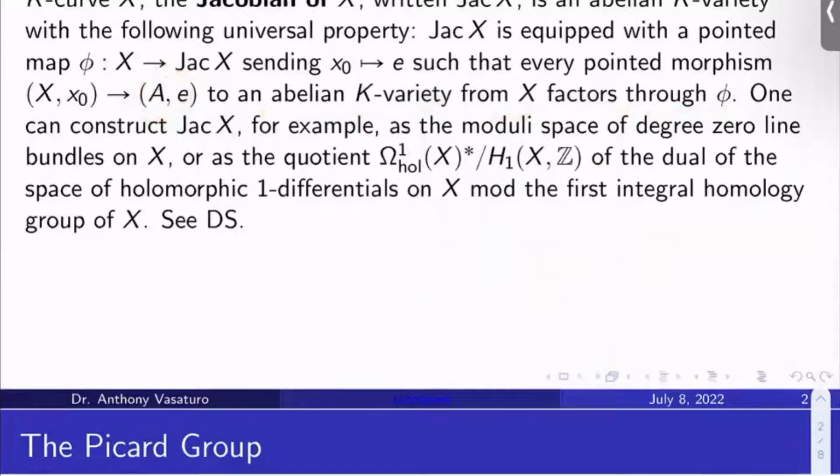Okay, you have to make sure Jac X actually exists. You can construct it in a couple different ways. One way is it's the moduli space of degree 0 line bundles on X, if you're familiar with line bundles. It's also the quotient of the dual space of the holomorphic 1 differentials on X mod the first integral homology group of X. So you can see Diamond and Shurman for these viewpoints.